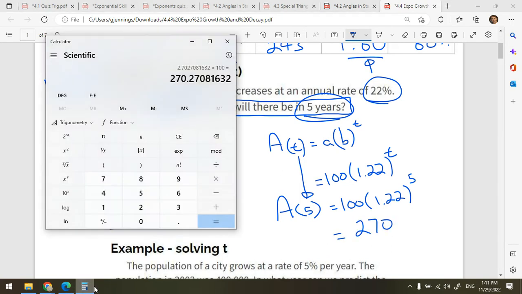270. What was the decimal? 0.2. So don't worry about the 0.2 frogs. It just means there's a frog that's just about to be born at the start of the 5th year. It doesn't mean that someone did something unspeakable to the frogs.